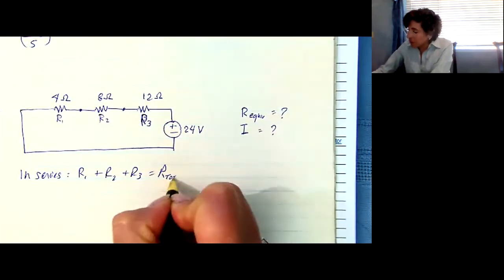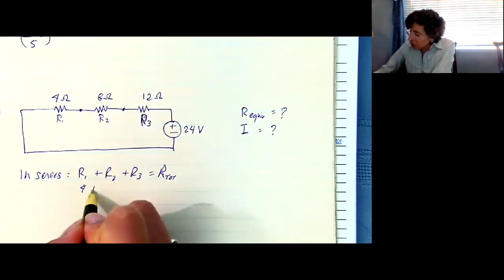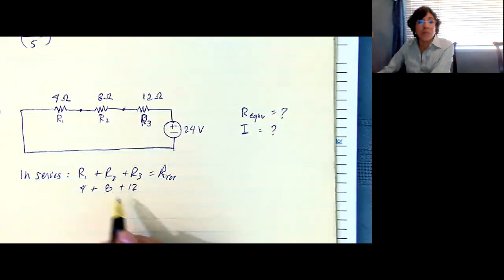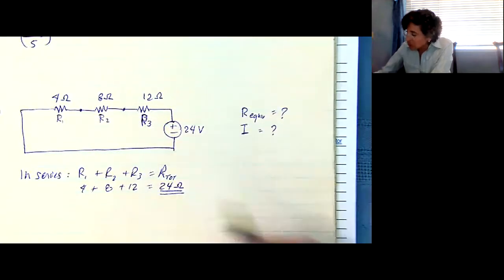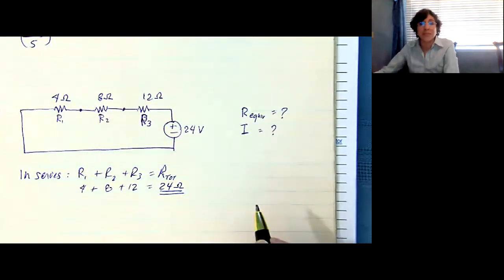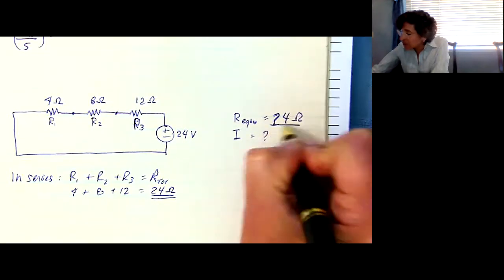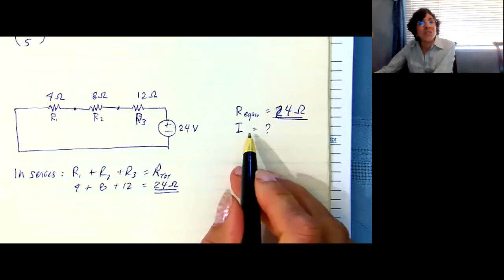Okay, the total. So I'm going to add 4 plus 8 plus 12. Let's see. 4 plus 8 is 12, plus 12 is 24. So I'm going to have 24 ohms. So that's my total resistance. Our equivalent is 24 ohms. Next question, what is the current?